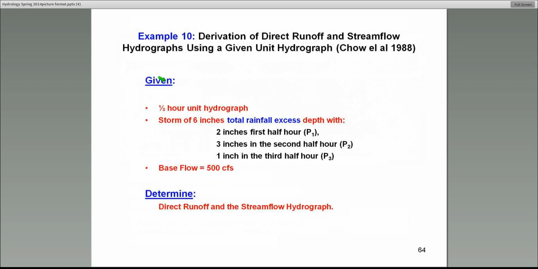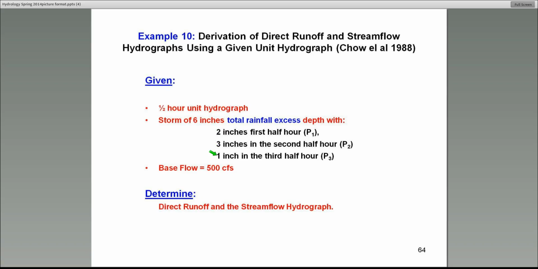So let's look at this small example. It's a half-hour unit hydrograph I'm going to specify. And I'm also going to give you the rainfall excess depth. Most likely that's what they'll do on the exam. Remember, one way to get this rainfall excess depth was to use the phi index. That gave some of you some headaches when I went over that method. But in general, if they give you the rainfall excess, that's fine. So in this case, 2 inches in the first half hour, followed by 3, 3, and 1.